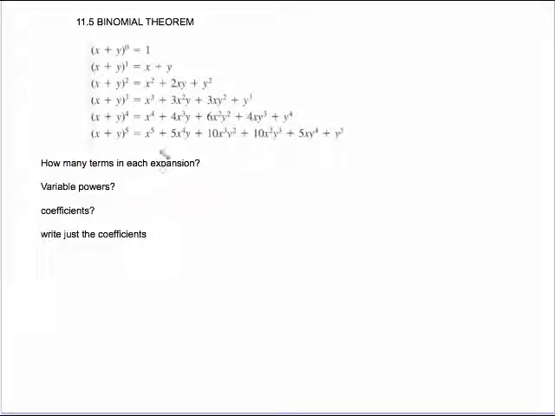This is pre-calc section 11.5 on the binomial theorem. The binomial theorem is a shortcut for multiplying out binomials.